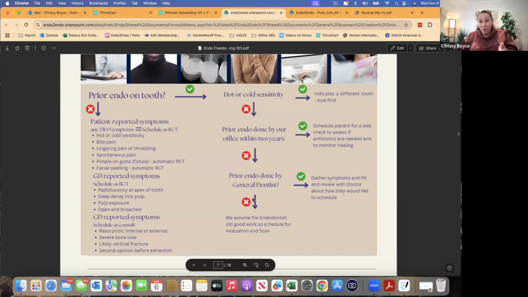Okay, so if they said no, then we assume the endodontist did a good job and we would schedule it for an evaluation. This is for a tooth that has had a root canal. If it has not had a prior root canal, then you go straight into the symptoms. And this is directly on that routing slip that I talked to you about. Is it hot and cold sensitive? Does it hurt to biting? All that kind of stuff. What did the general dentist say about it?